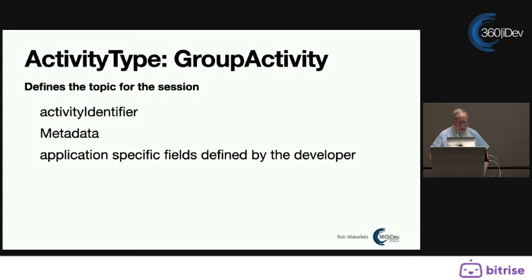Define an activity type conforming to the group activity protocol. This sets the topic for a session. It carries session-level information. It requires a static identifier string, activity identifier string, for a particular group activity. Something like your bundle identifier plus a suffix. According to the documentation, one app can support multiple sessions, though I haven't tried that either. Each session would be for a separate activity type.